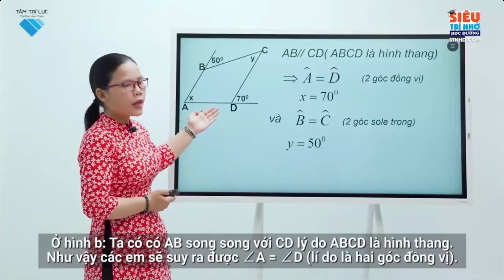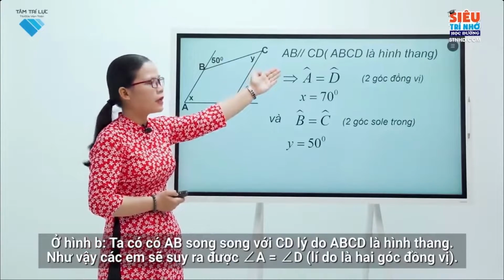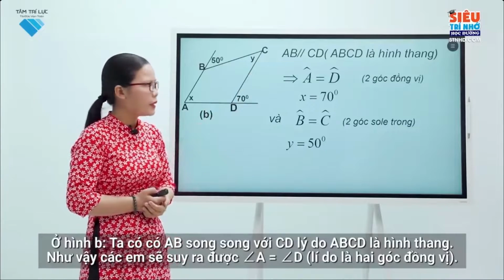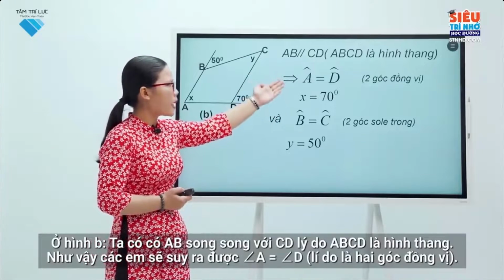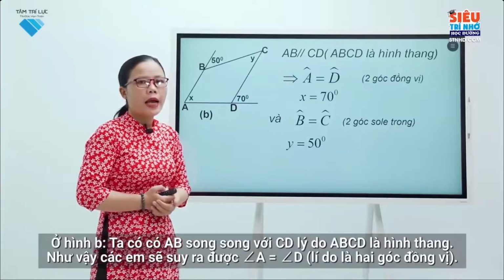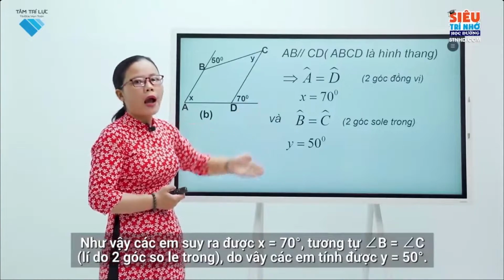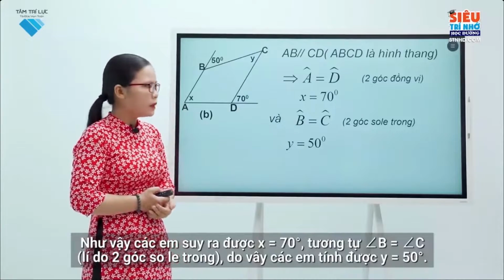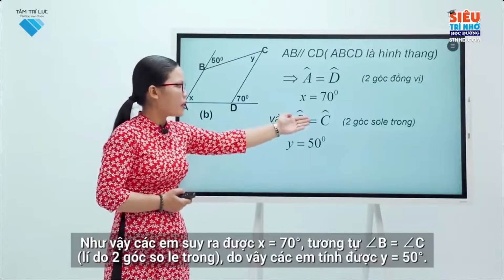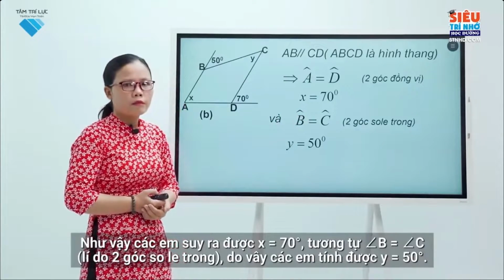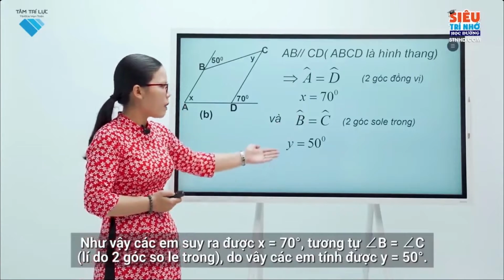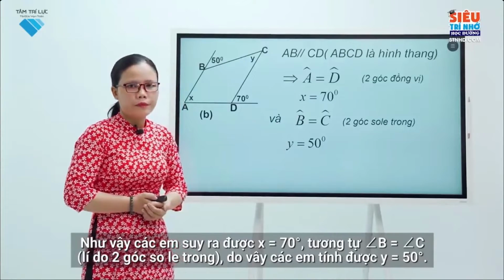In figure B, AB is parallel to CD, because ABCD is a trapezium. So angle A equals angle D, two corresponding angles. Thus x equals 70 degrees. Similarly, angle A equals angle D, two alternate interior angles, so you get y equals 50 degrees.